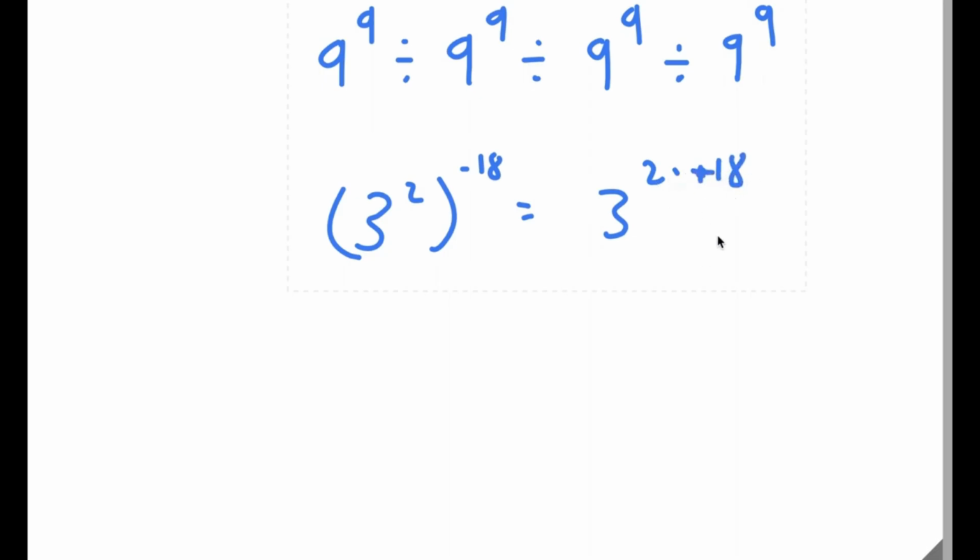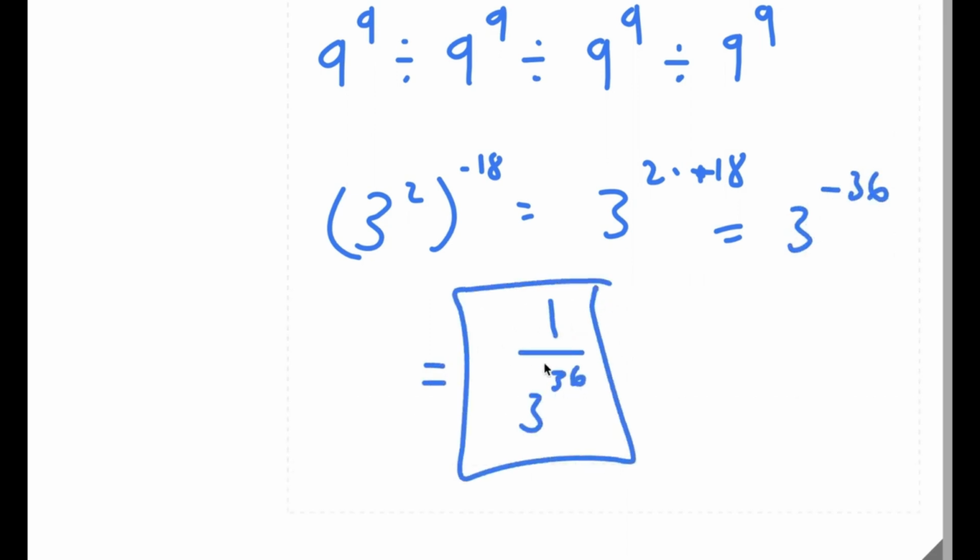And 2 times negative 18 is negative 36, so I have 3 to the power of negative 36, which is equal to 1 over 3 to the power of positive 36. So this is my answer.